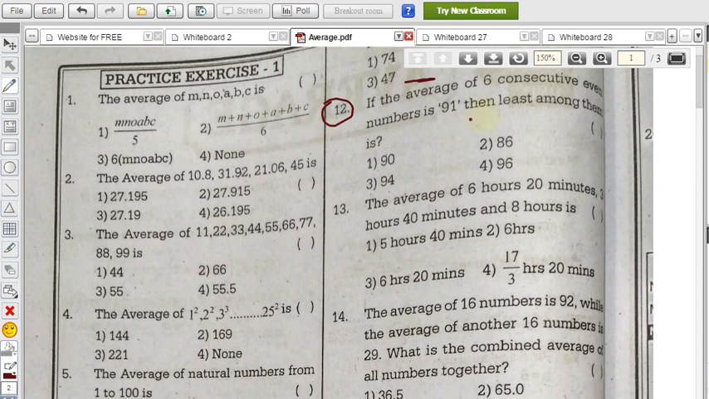Okay, let's see the next one. If the average of 6 consecutive even numbers is 91, then find the least among them. Consecutive even numbers, so even numbers means we should take even numbers around 90. 6 consecutive, so you can take them in order. That means 86, 88, 90, 92, 94, 96. Now the average is the middle of them. So 91 is the average. Then the least among them is 86, because only even numbers should come.